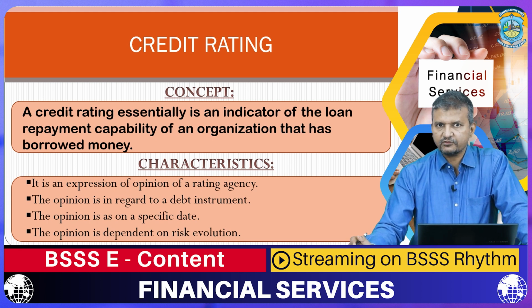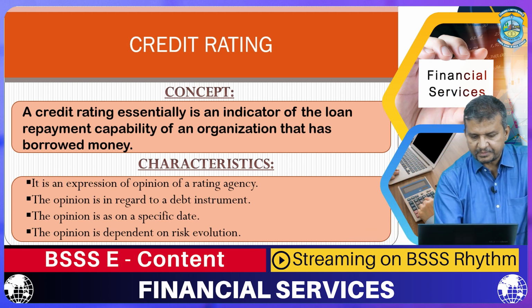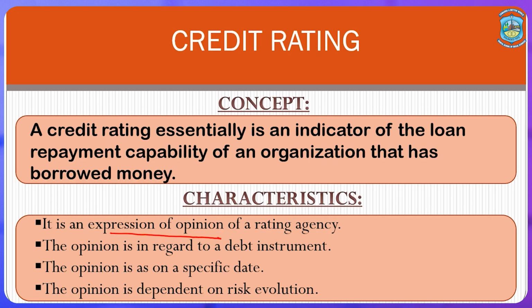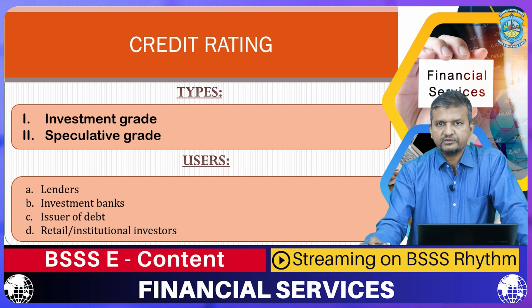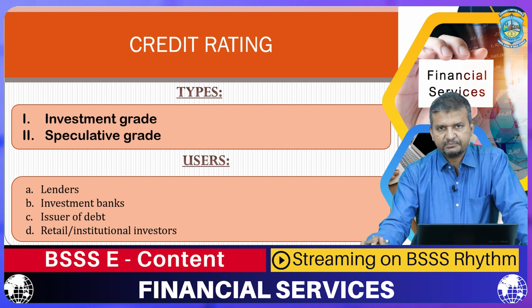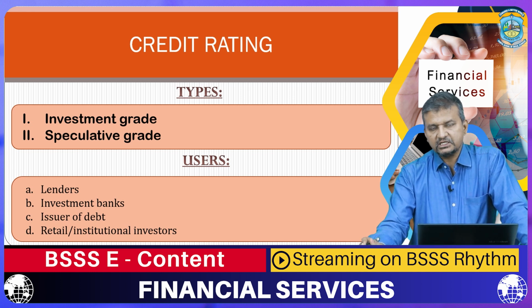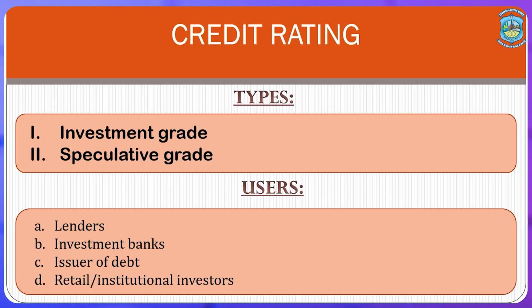So what are the characteristics of a credit rating? It is an expression of opinion. Second, the opinion is in regard to a debt instrument. As I told you before, credit rating is only for debt instruments. Then it is on a specific date. The opinion given by the credit rating agency is on a specific date, and the opinion is dependent on risk evaluation. Then there are two types of credit rating: investment grade and speculative grade. And who are the users of credit rating? Credit rating is useful for lenders, investment bankers, issuers of debt instruments and retail institutional investors.